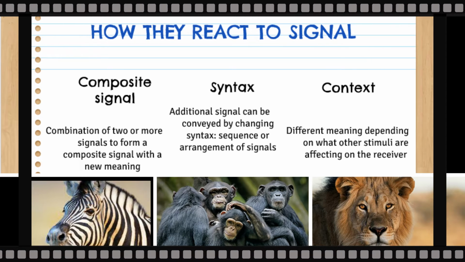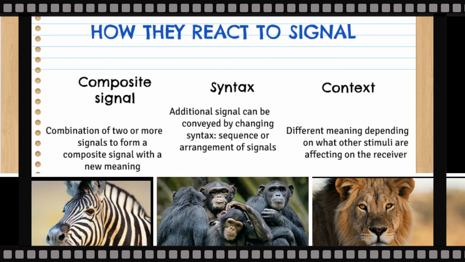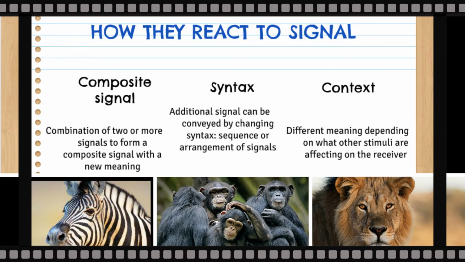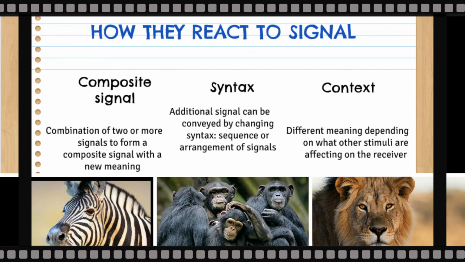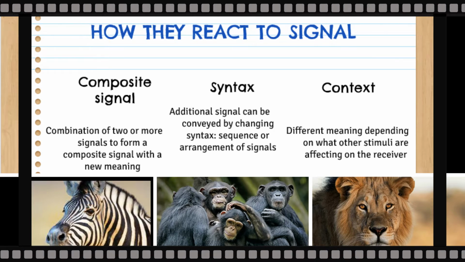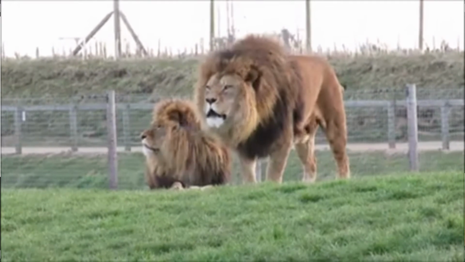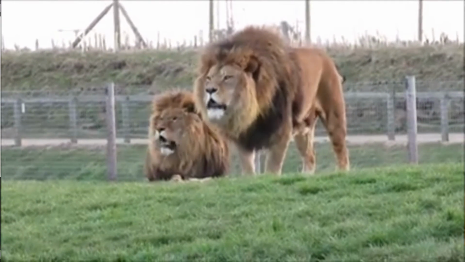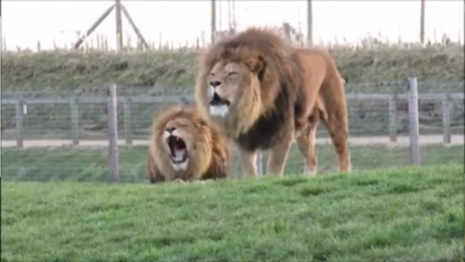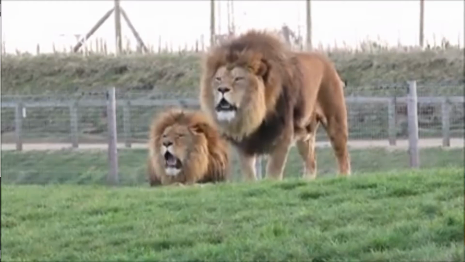Next is syntax. Syntax can be seen in language learning in chimpanzees, in which the chimps assemble words in novel ways as they communicate with humans. The same goes for context, which shows the lion's roar as a function of an expensive device for neighboring prides, as an aggressive display in a fight between males, and to maintain contact among the pride members.